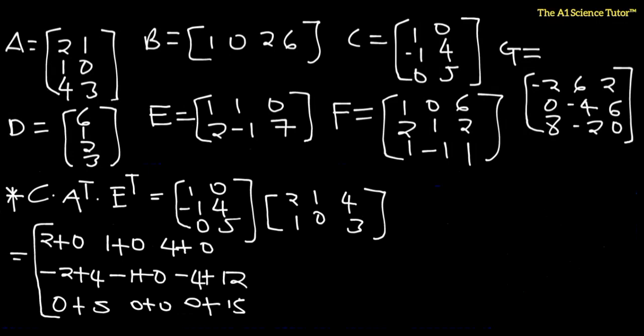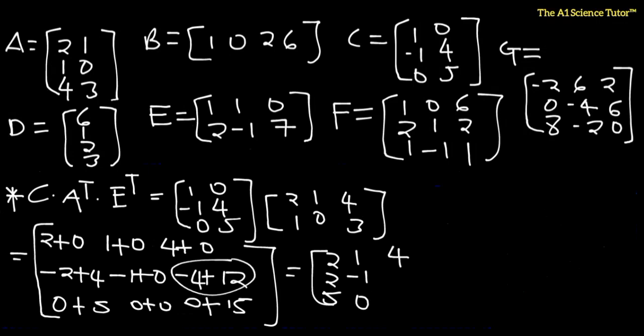Well, I need to rewrite this. So this is going to be 2. And here we have negative 2 plus 4, which still gives us a 2. And here we have 0 plus 5. So that is going to be 5. Then we have 1 plus 0. So this is 1. Then we have negative 1 plus 4. That is negative 1. Then we have 0 plus 0. That is 0. And here we have 4. And here we have negative 4 plus 12. That is going to be 12 minus 4. So that basically should give us 8. Then we have 0 plus 15, which is basically 15. So this is the 3 by 3 matrix that we have.